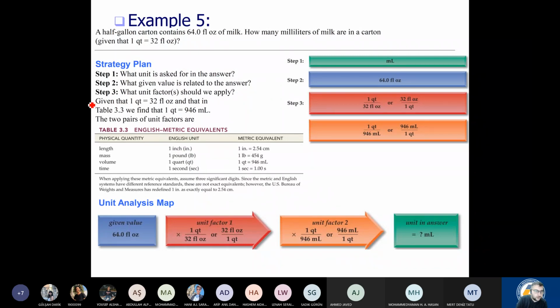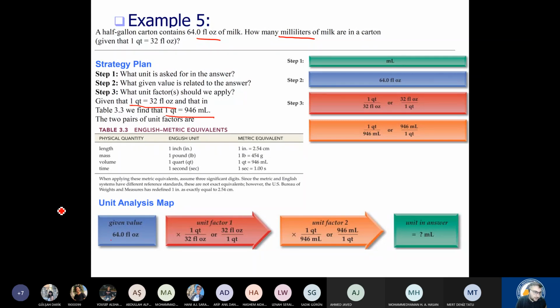And also they ask you to find it in milliliter. They give you fluid ounce. So what you know is that 1 quart is equal to 32 fluid ounce in the table, and also 1 quart is equal to what? 946 milliliters. So you must use these conversion factors.